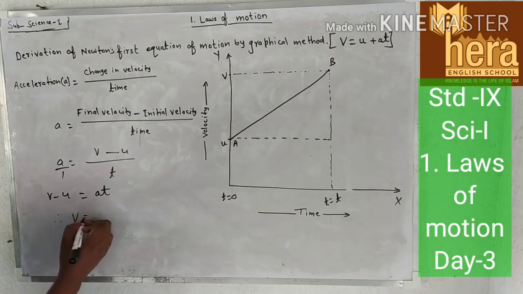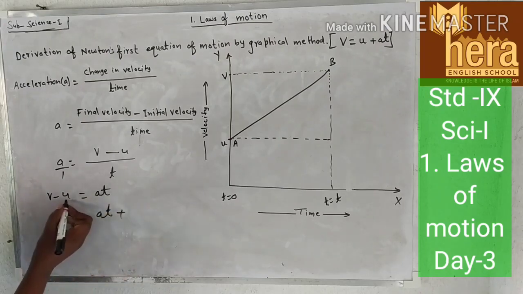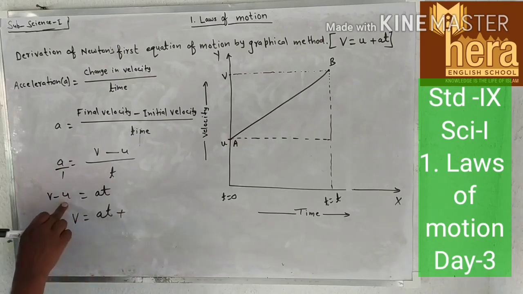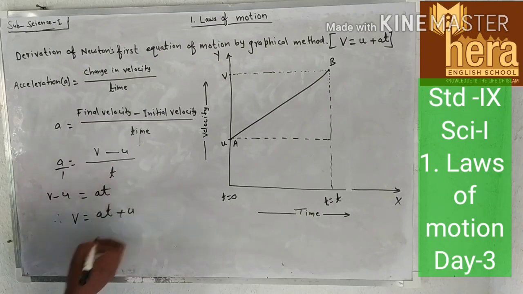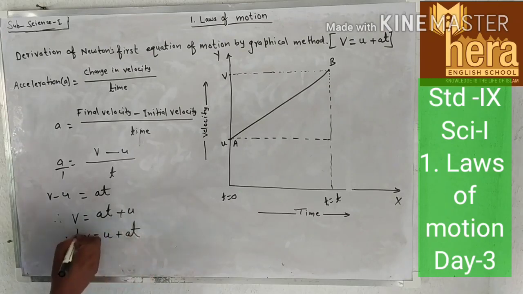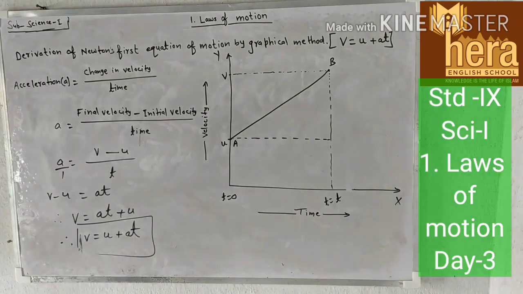Therefore v is equal to at minus u. This will be equal to plus, minus will become plus u. Therefore v is equal to u plus at. This is Newton's first equation of motion. I hope you understood.